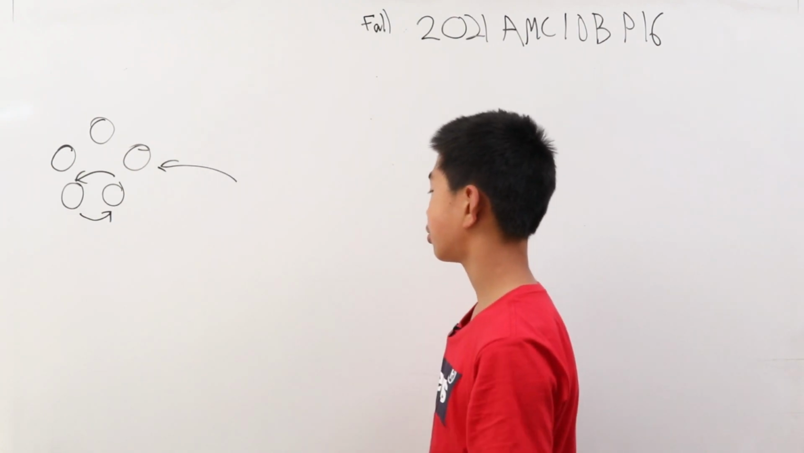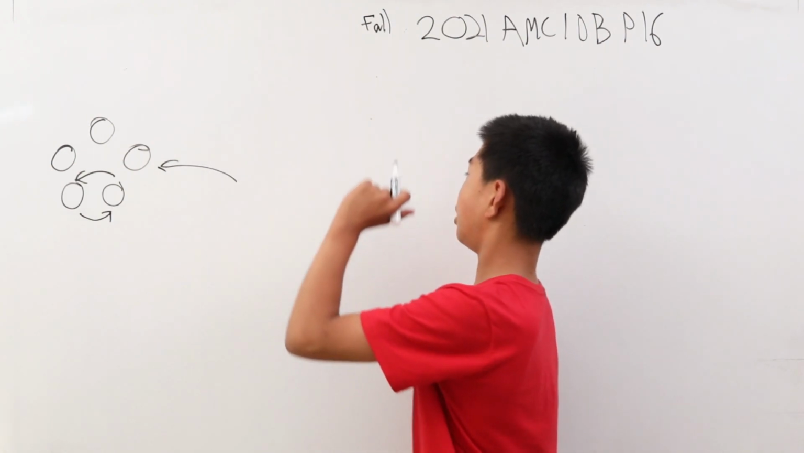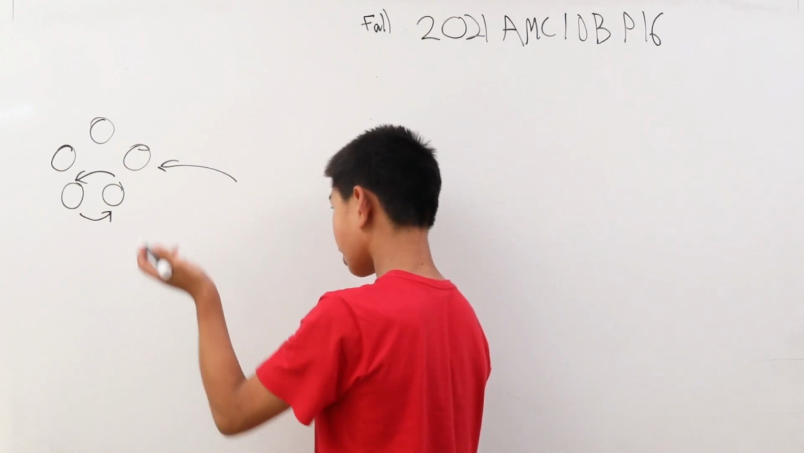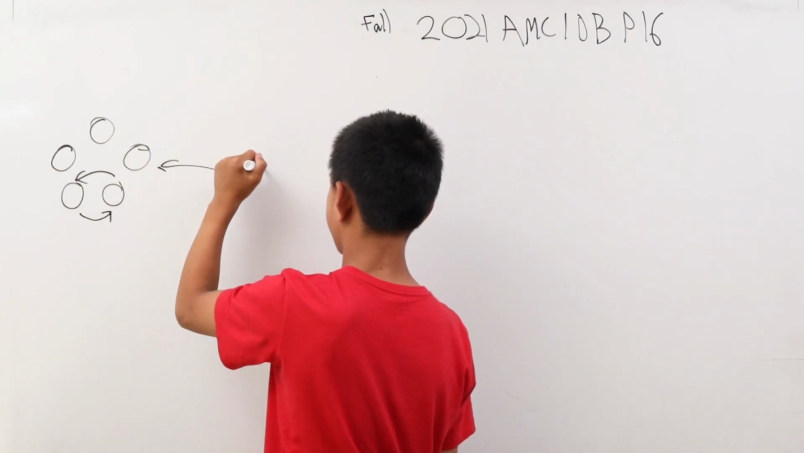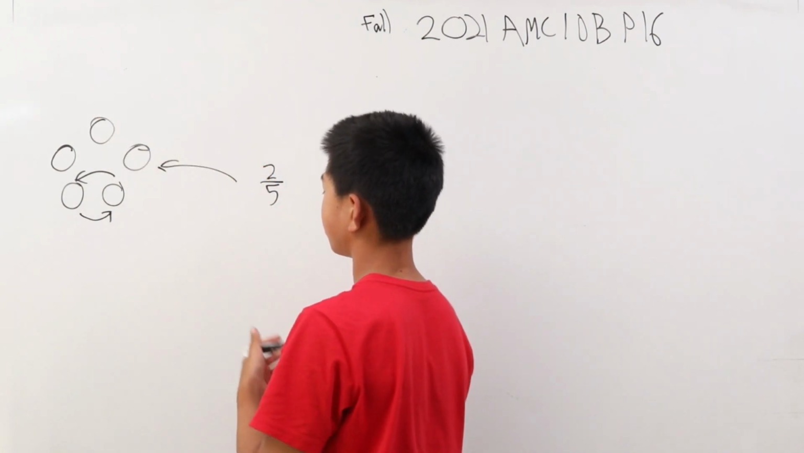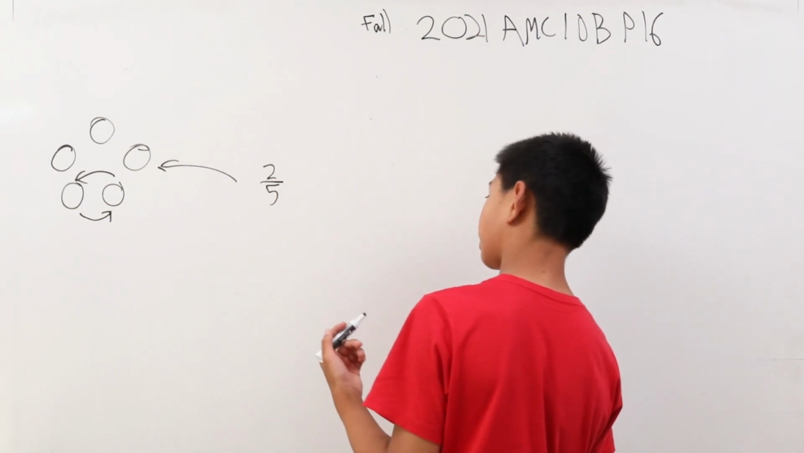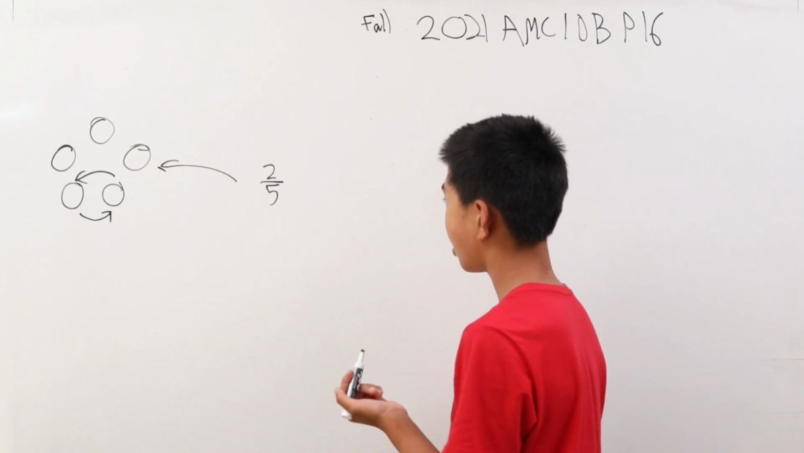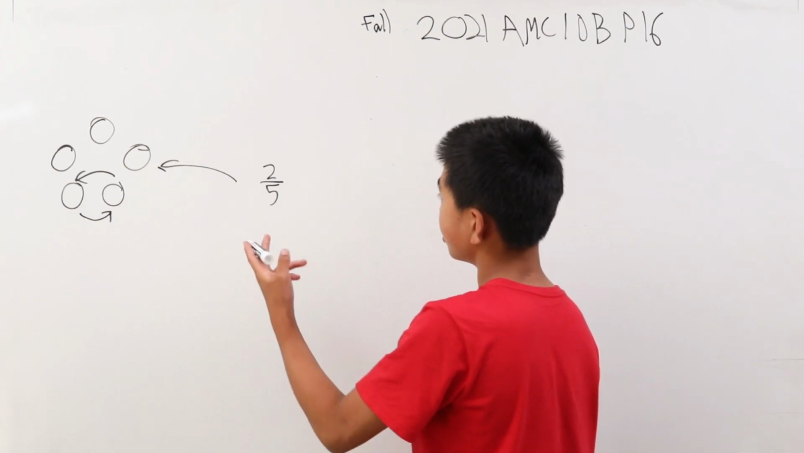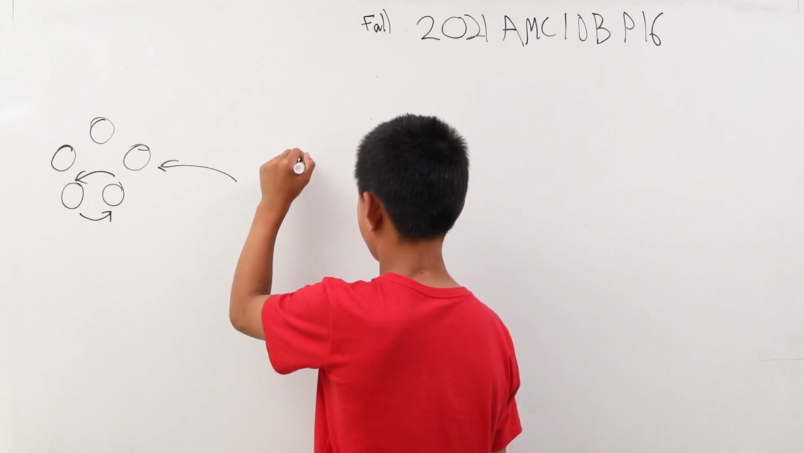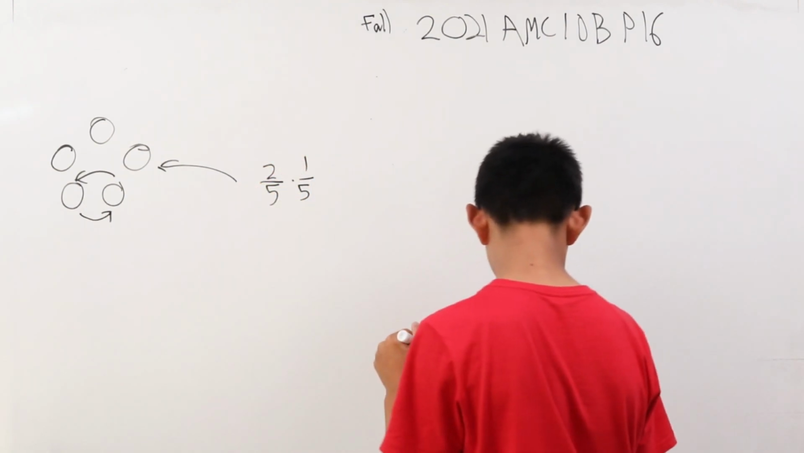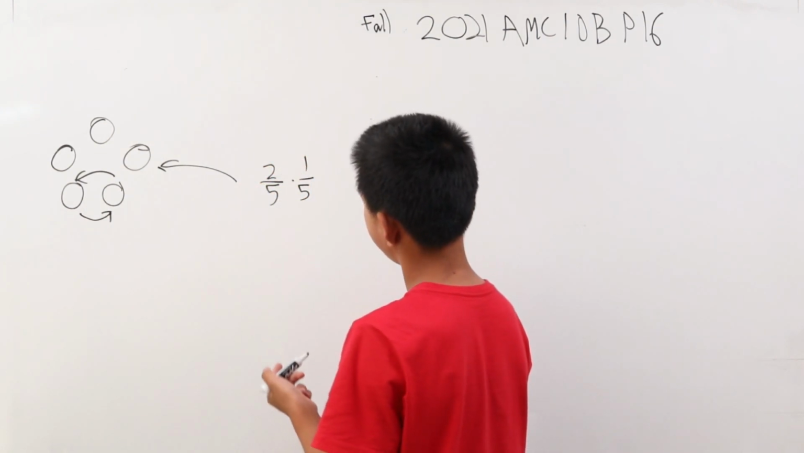So let's start with the probability that Chris chooses the ball and swaps it. That's 2/5, the probability of swapping it. And then for swapping it back, you multiply by 1/5, because there are still 5 options.